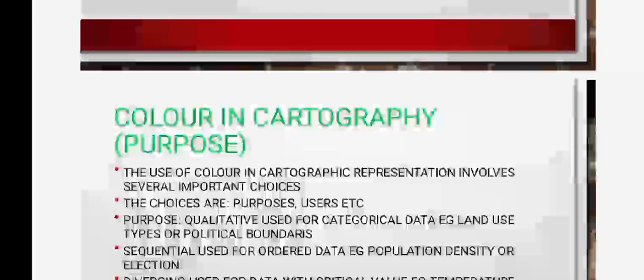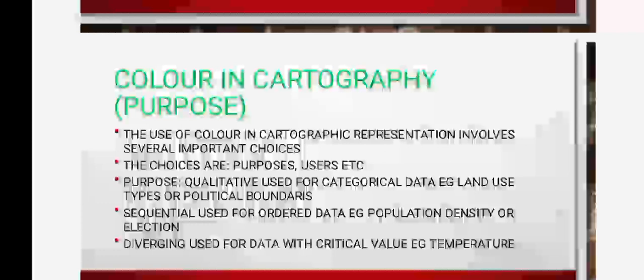Next that we have here is color in cartography based on purpose. The use of color in cartographic representation involves several important choices. One of the choices is what? The purpose. What is the map meant for? When you know the purpose, that will influence the choice of the color you are to use. Note, color works hand in hand with graphics and symbols.